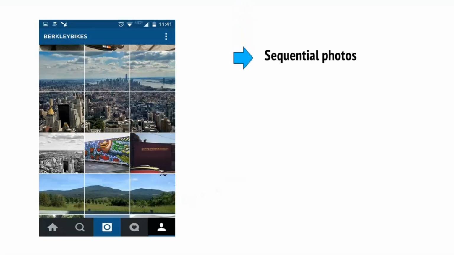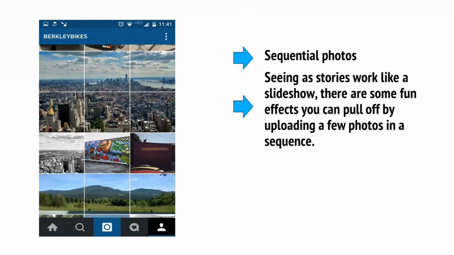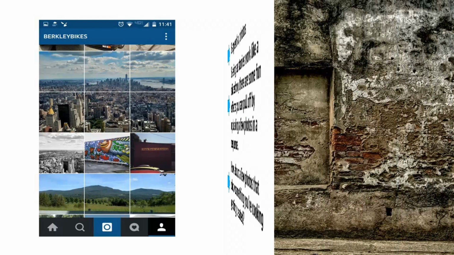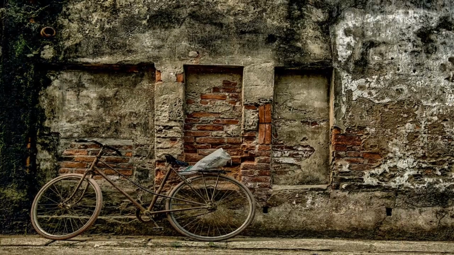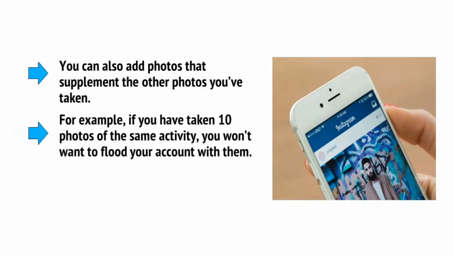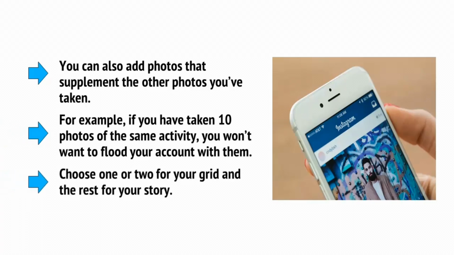Then there are sequential photos. Seeing as stories work like a slideshow, there are some fun effects you can pull off by uploading a few photos in a sequence. How about a few photos that show something you're cooking or getting created? Photos which wouldn't be particularly attractive but that nevertheless fit your brand also work in stories. You can also add photos that supplement the other photos you've taken. For example, if you've taken 10 photos of the same activity, you won't want to flood your account with them. Choose 1 or 2 for your grid and the rest to your story.